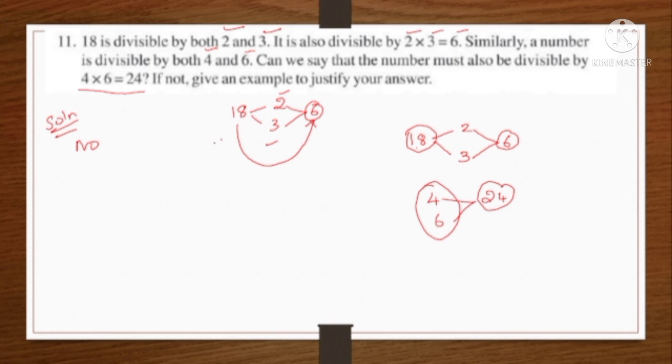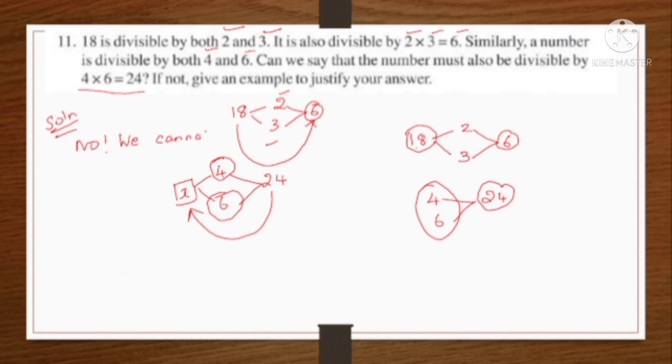Similarly, if a number, say a number x, is divisible by 4 and 6, does the product 24 divide the number x? So is the number 24 dividing the number x? No, certainly not, because 4 and 6 are not co-prime numbers. 4 and 6 are not co-prime numbers, so the answer is no.